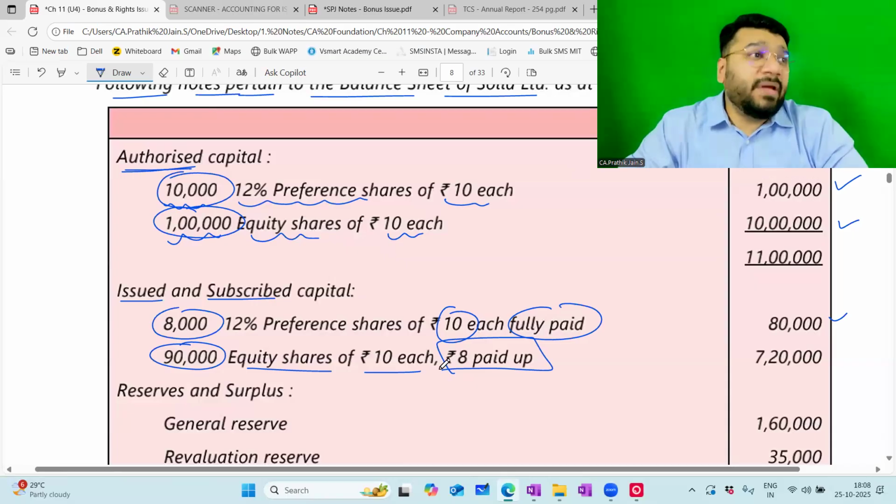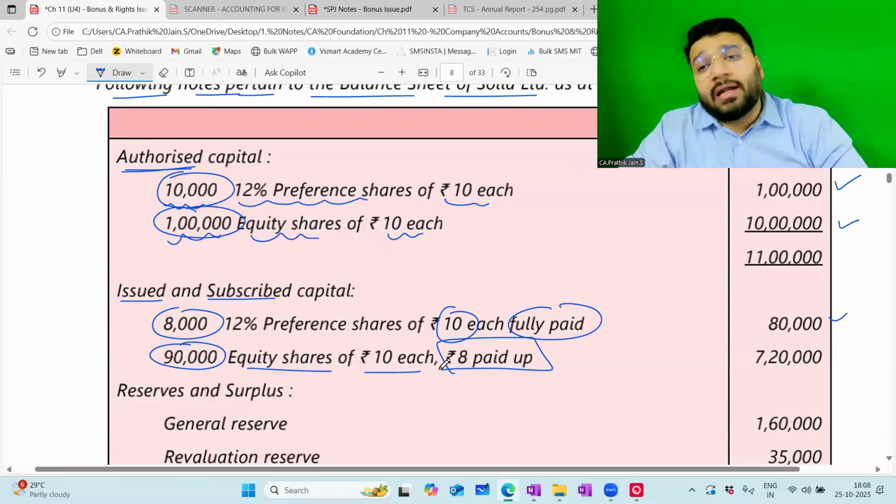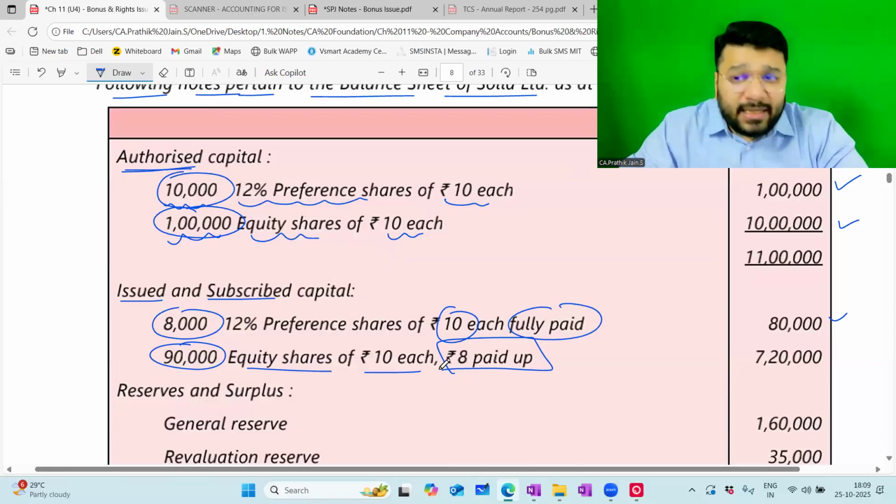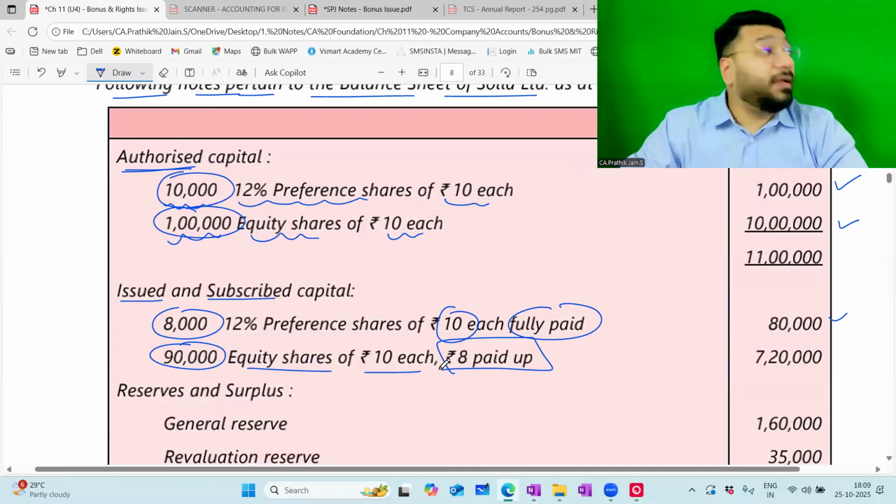What does it mean? 8 is called up, 8 is paid up. If 10 rupees is called and 8 is paid up, what will come into picture? Calls in arrear will come into picture. Here how much is called up? 8 rupees is called up and 8 rupees is paid up. If 10 rupees is called up, then calls in arrear should come, no? Is any call in arrear there? No. You have to be very clear.